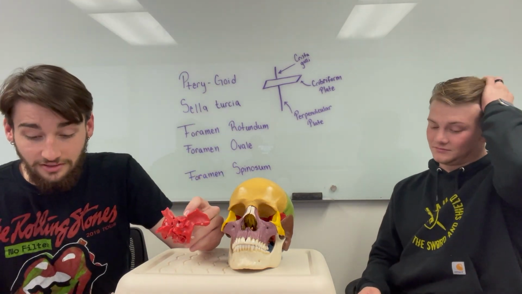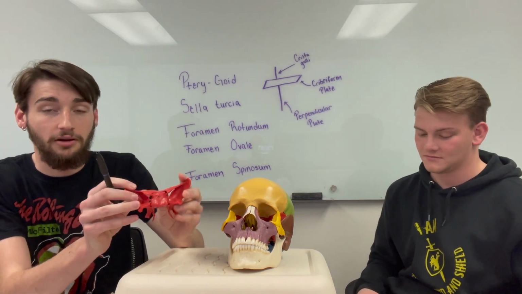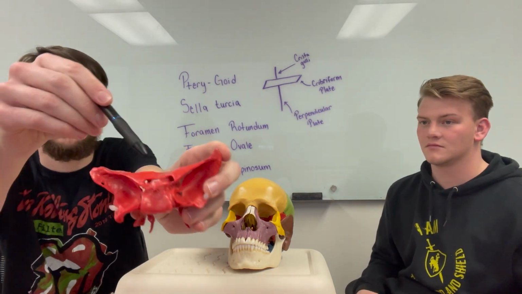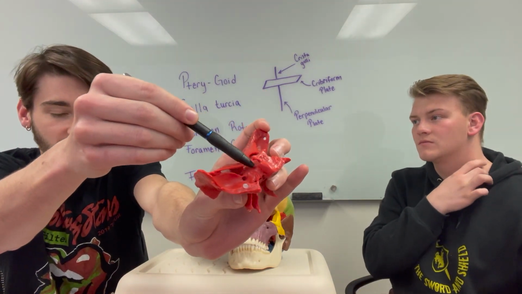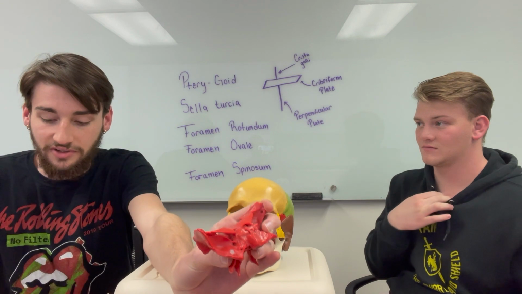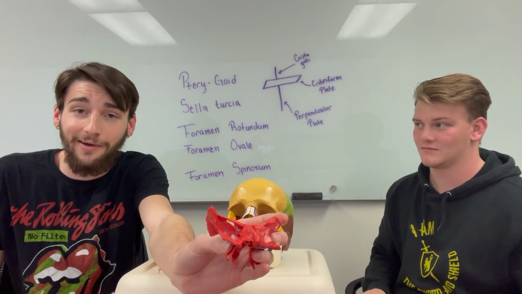Next, we've got the sella turcica. The sella turcica is going to be on the back of this. So if we flip it around, bam, we're going to see the sella turcica is this structure right here. Sella turcica is Latin for Turkish saddle, and it's the saddle where the pituitary gland is going to sit because the pituitary gland wants to be a cowboy.